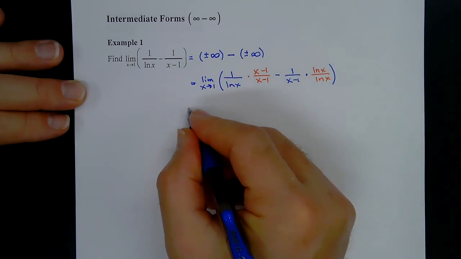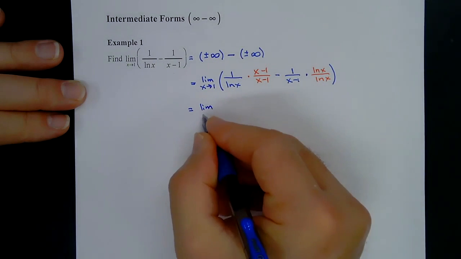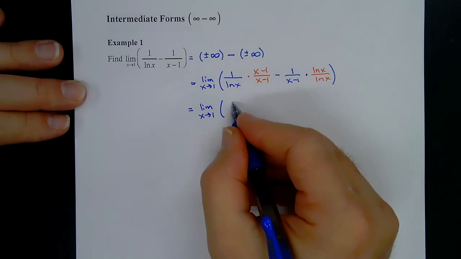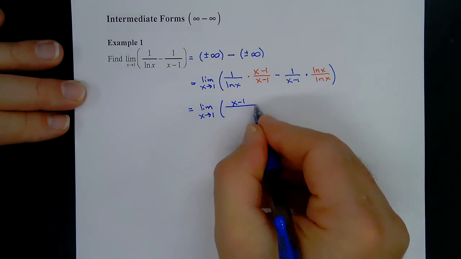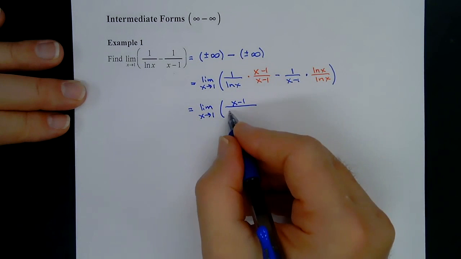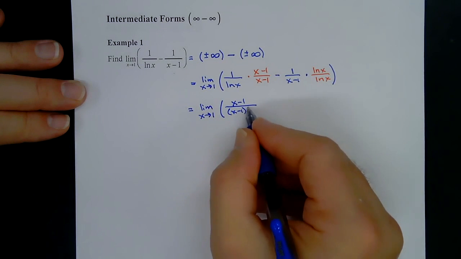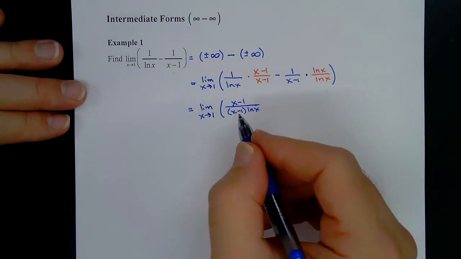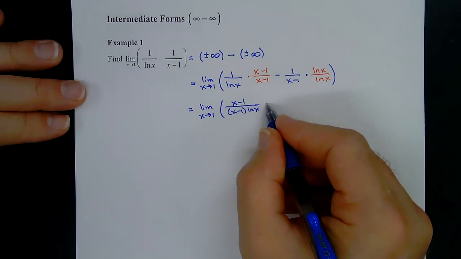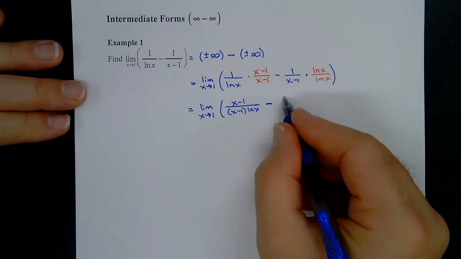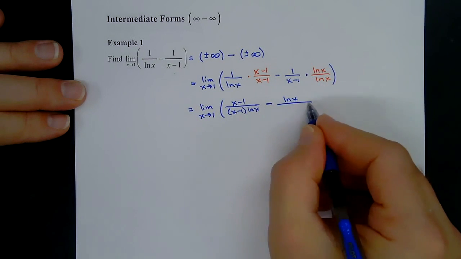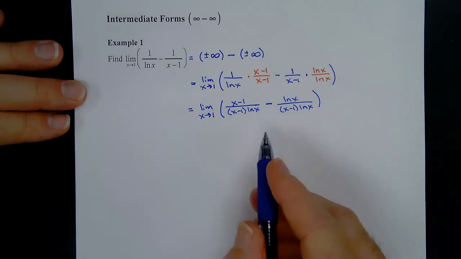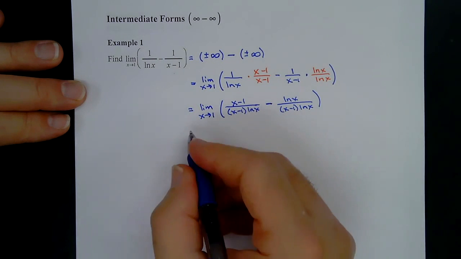Okay, so then this becomes the limit as x approaches 1 of 1 times x minus 1, which is just x minus 1 over, I'm going to write this x minus 1 first, so it'd be x minus 1 ln of x. Don't cancel these x minus 1s. I mean, they could cancel, but don't, because then you'll lose your common denominator. And then minus ln of x over x minus 1 ln of x. And you see now we have a common denominator, which means we can subtract.